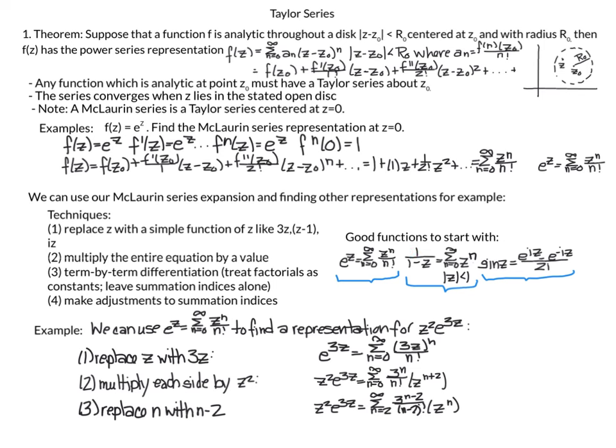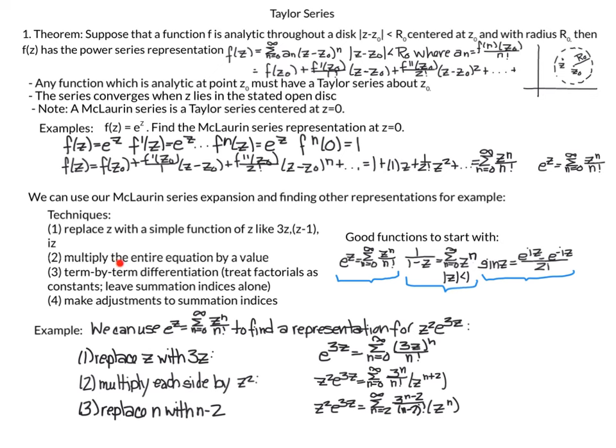The manipulations we can do are, for example, replacing z with a simple function of z like 3z and z minus 1. So here we might replace z with 3z. If we do that, we have to replace this z with 3z. Or similarly here, we could replace this z with 3z, but then we'd have to replace this part with 3z as well. And the idea is this formula is for z a complex number. It certainly holds for 3 times z, similarly for this expression.